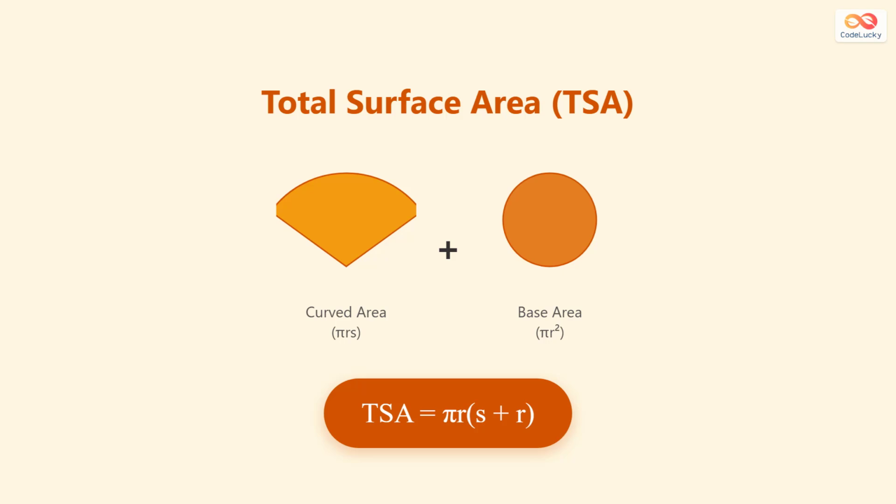To find the total surface area, we simply add the area of the circular base to the curved surface area. The base area is pi r squared. Adding this to pi rs gives us the total area. We can factor this expression to get the formula, pi times r multiplied by the sum of s plus r.